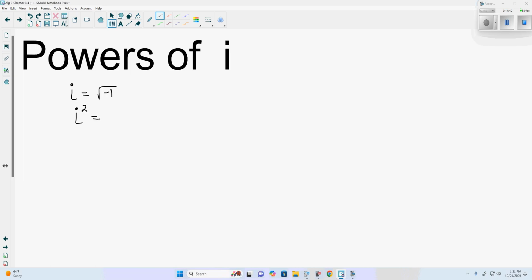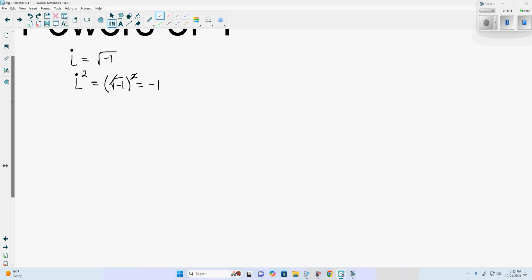Well, that doesn't tell us much. The next thing we want to look at is i squared. We're going to multiply i by itself, which is really just saying that we're taking the square root of negative 1 and squaring it. Well, here the square root and square would cancel, telling us that i squared is negative 1. Now, it'll take a minute, but this will actually have some meaning here.